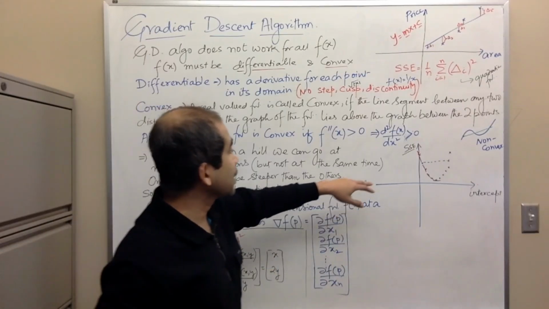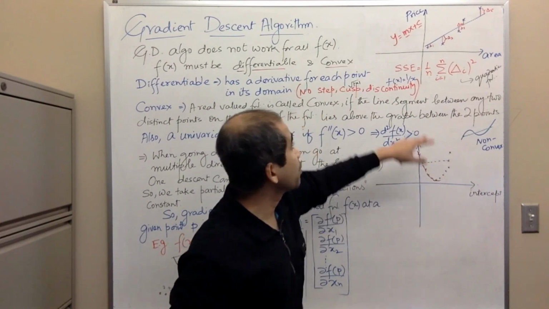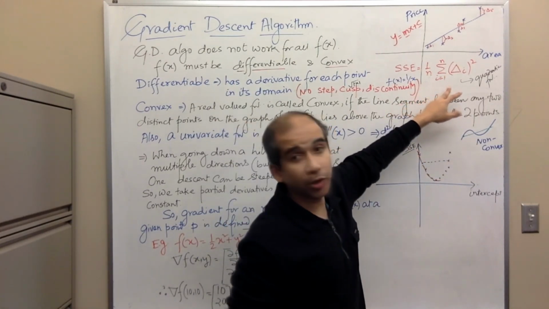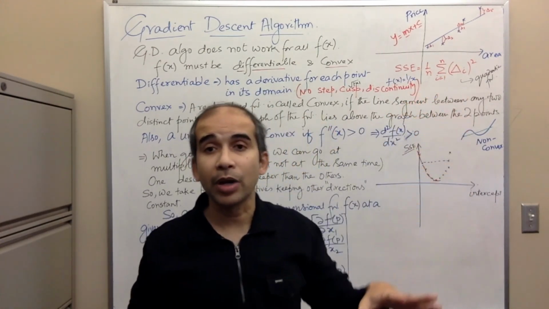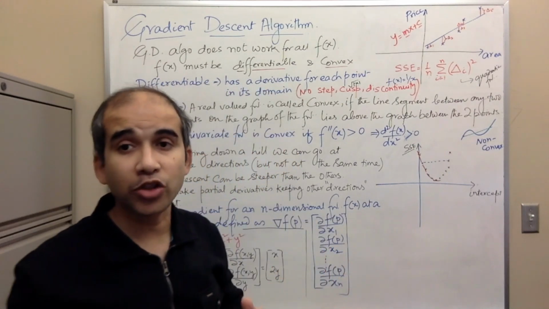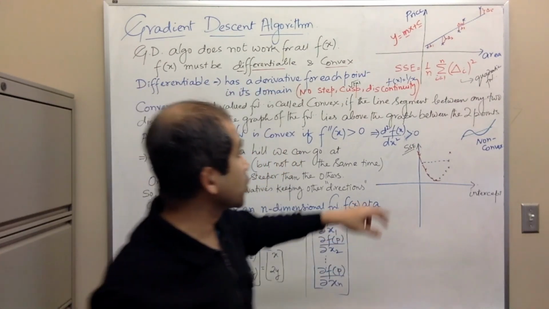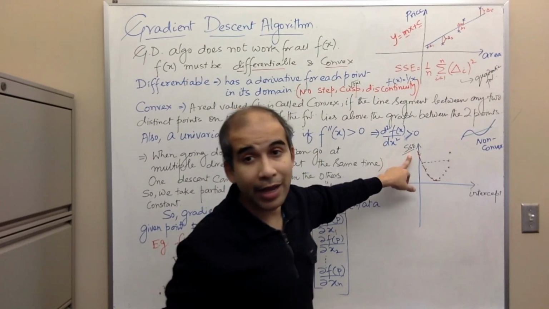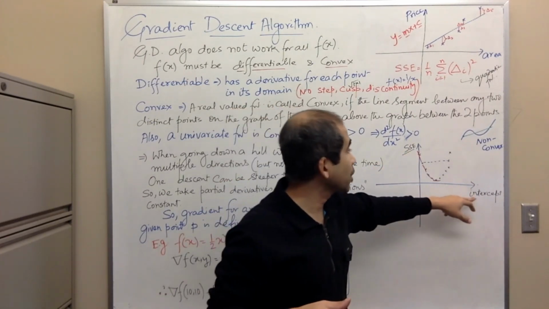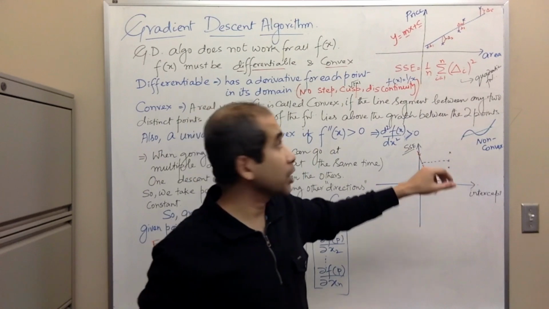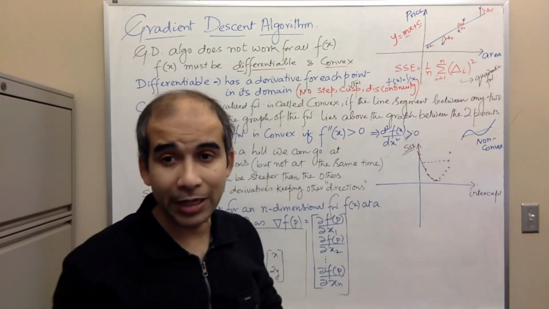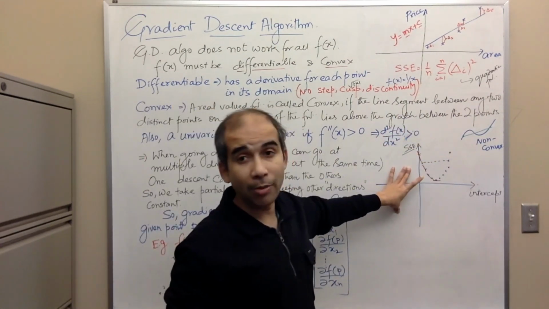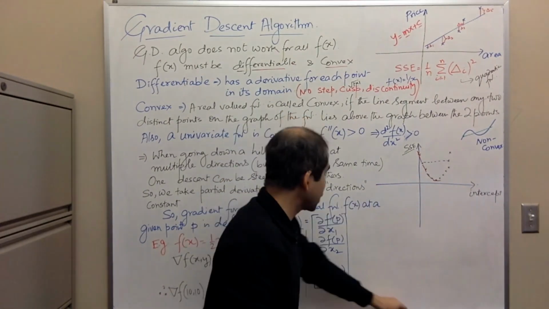This graph is a two-dimensional graph because we are only trying to minimize the function with respect to the slope. That means we are trying to find out where the sum of squared errors is minimum with respect to the intercept, not the slope. If we consider both slope and intercept, it will not be a two-dimensional function anymore. It will be a three-dimensional function.